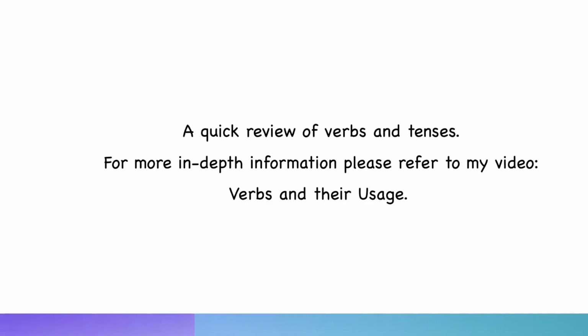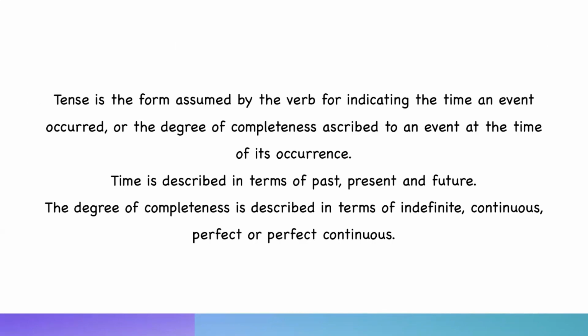Here's a quick review of verbs and tenses. For more in-depth information, please refer to my video, Verbs and Their Usage. Tense is the form assumed by the verb for indicating the time an event occurred or the degree of completeness ascribed to an event at the time of its occurrence. Time is described in terms of past, present and future. The degree of completeness is described in terms of indefinite, or sometimes called simple, continuous, perfect, or perfect continuous.